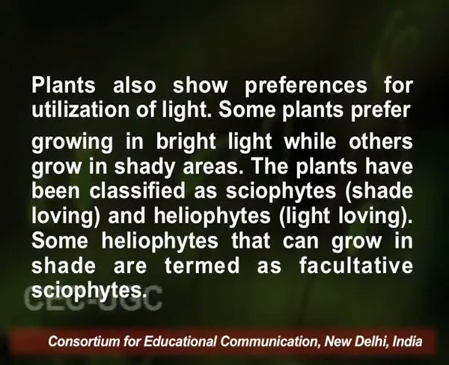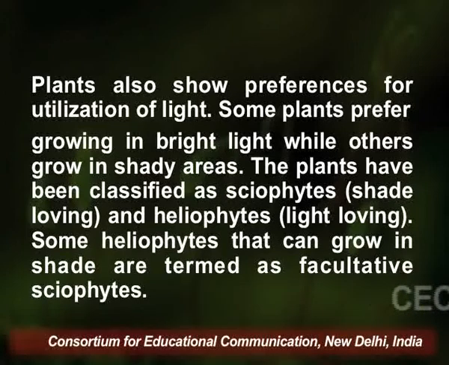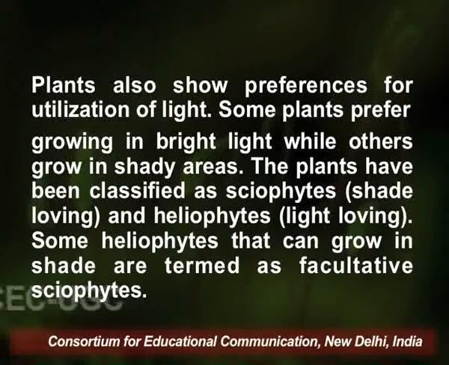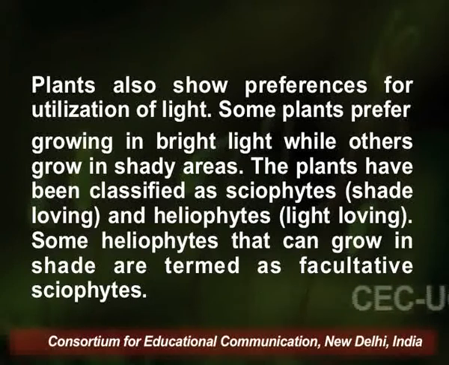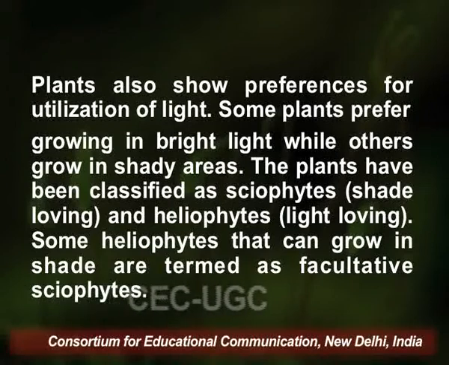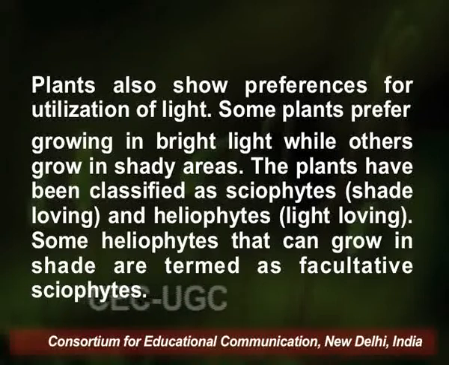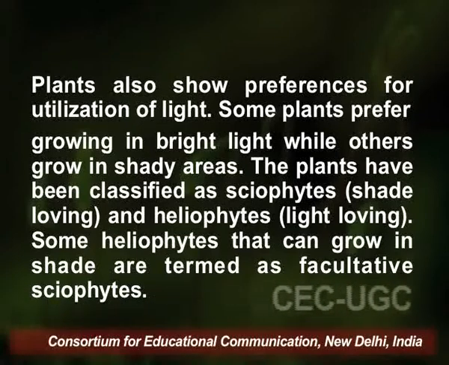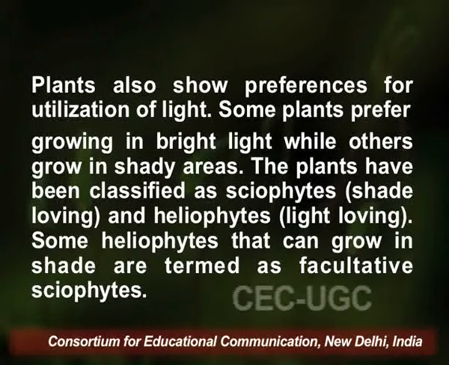Some plants prefer growing in bright light, while others grow in shady areas. So, the plants have been classified accordingly. The plants which are shade loving, which prefer to grow in shady areas, are known as sciophytes, and the others are the heliophytes. These are known as light loving plants because they grow in areas with bright light. Some heliophytes that can grow in shade are termed facultative sciophytes. Mostly heliophytes love light and require light, so those which can also grow in shade are called facultative sciophytes.